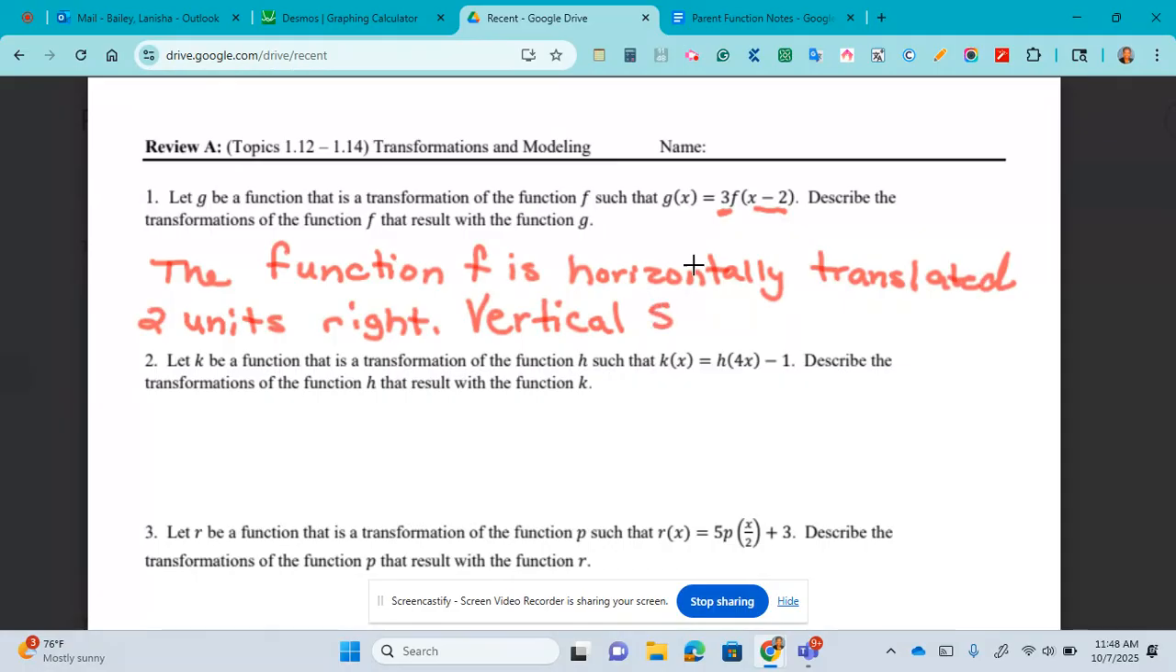Vertical stretch by a factor. And there's a reason why we say factor, because the y values are multiplied by this 3.